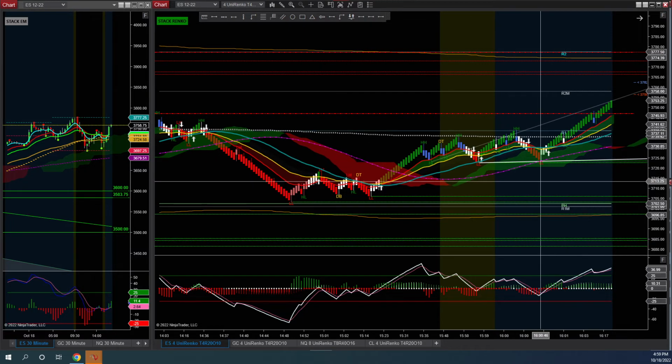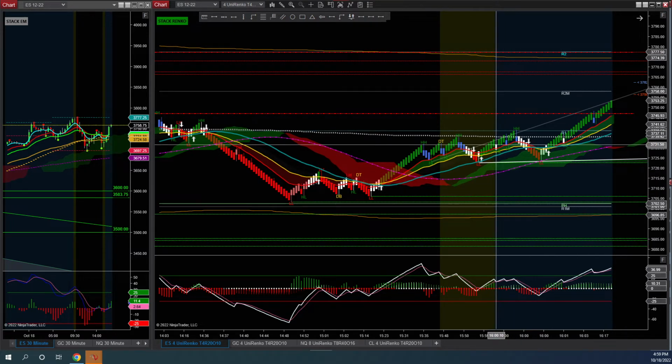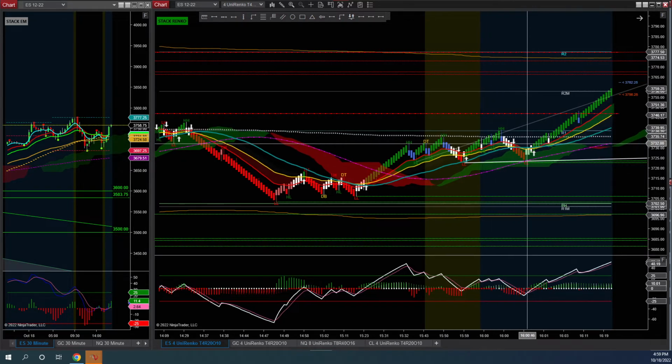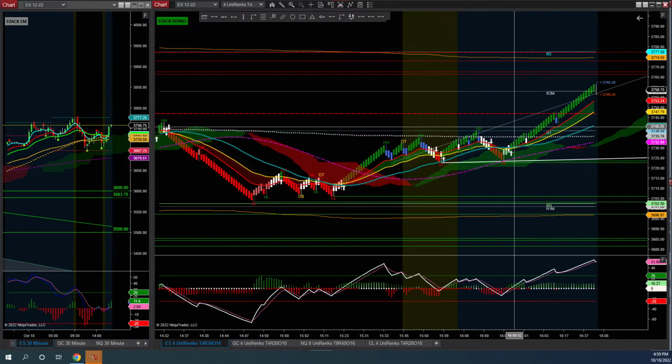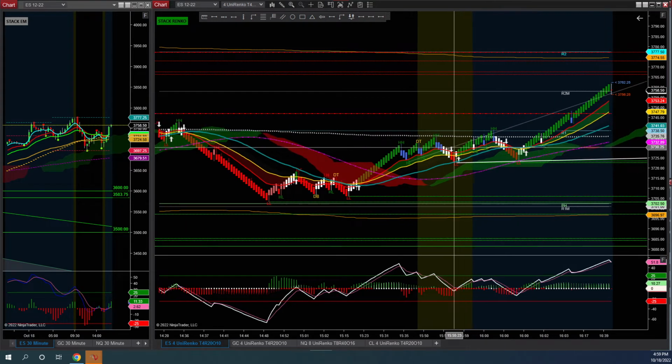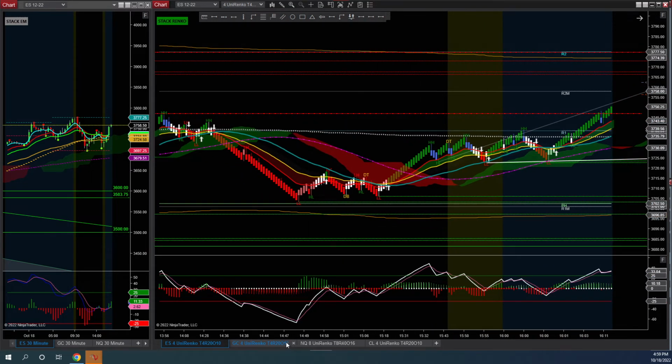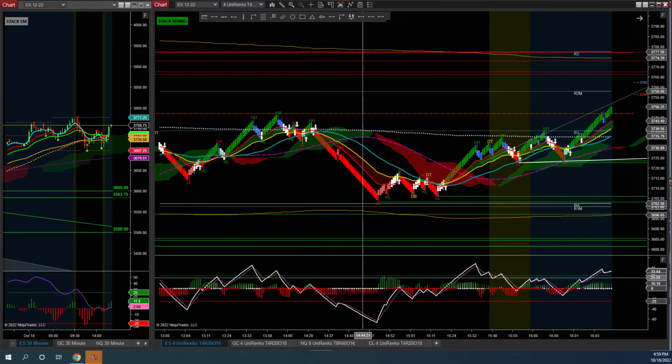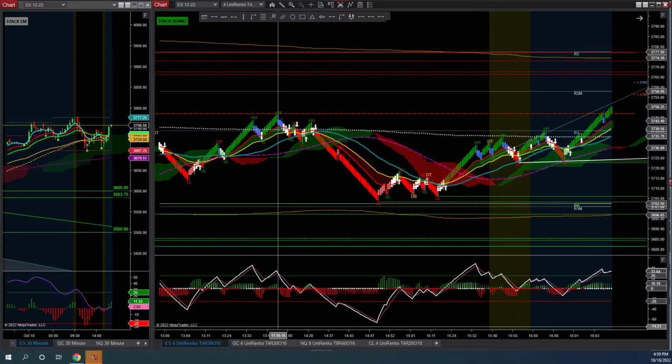Now after the market closed, you do have a run to the upside here, and it's a very, very nice run actually, but the market is already closed. So yeah, there were some good trades in ES today. So I'm not going to review NQ. Most likely it performed very similar to ES.